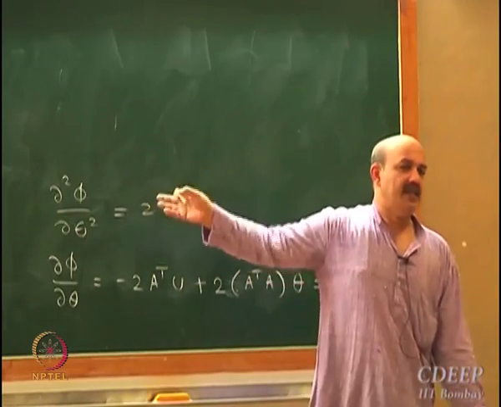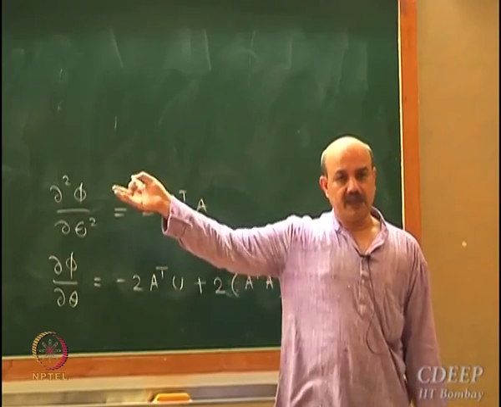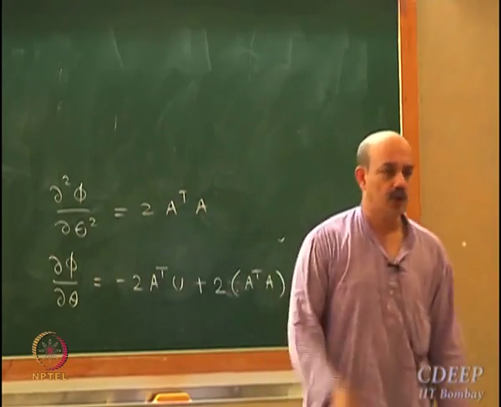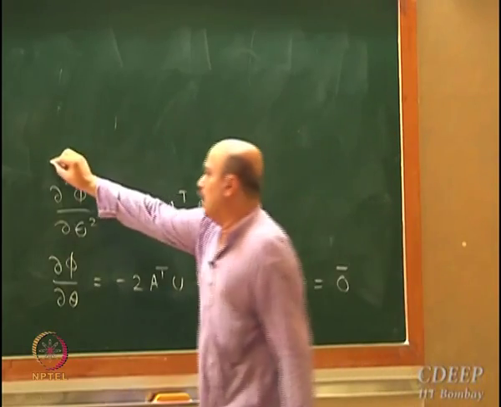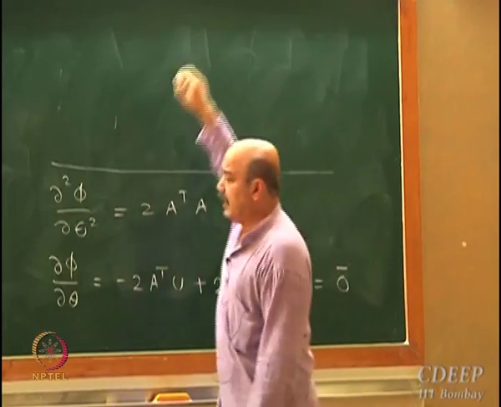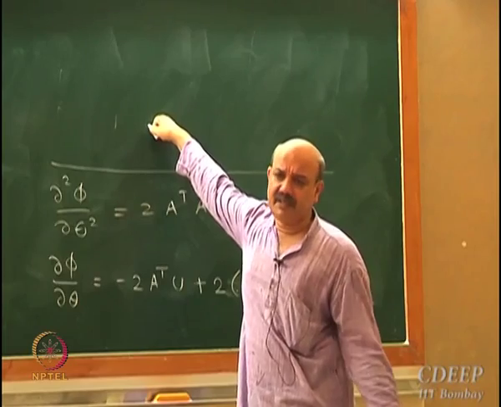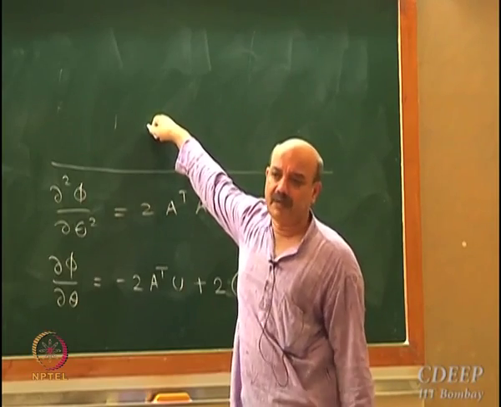Okay, in fact, this is a linear equation. You can show that this minimum is not just local, it is the global minimum for a linear set of equations. We reach the global minimum. Now my task is to show that A transpose A is a positive definite symmetric matrix. It is very straightforward.